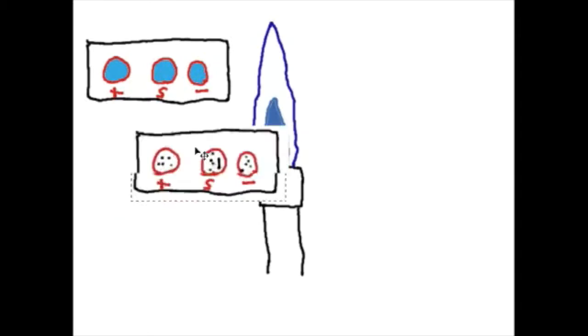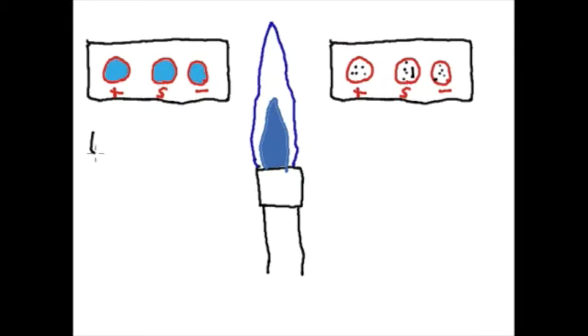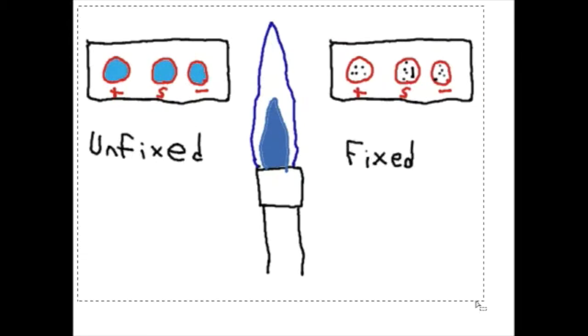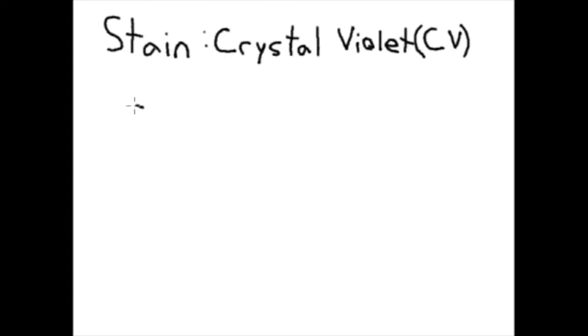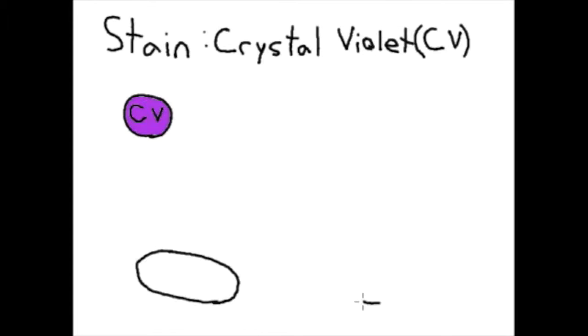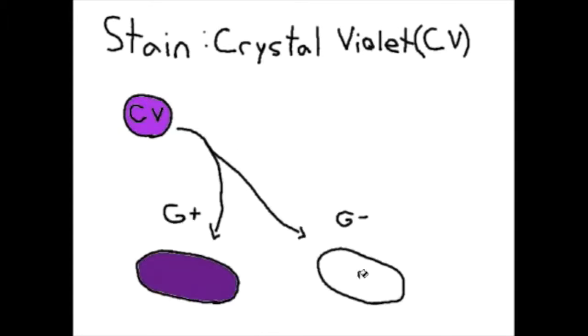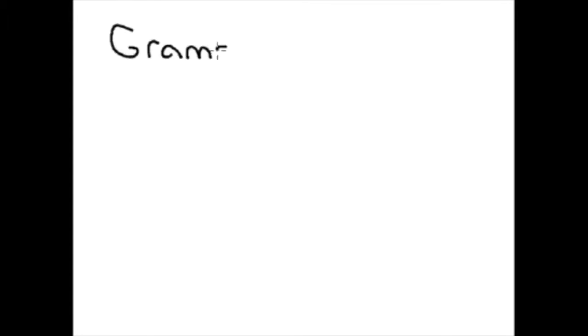The first step in gram staining is fixation, in which the back side of a glass slide containing the bacterial smears is passed through a heat source, such as a Bunsen burner. Bacterial samples are first exposed to the primary stain, crystal violet, which will stain both gram-positive and gram-negative bacteria.